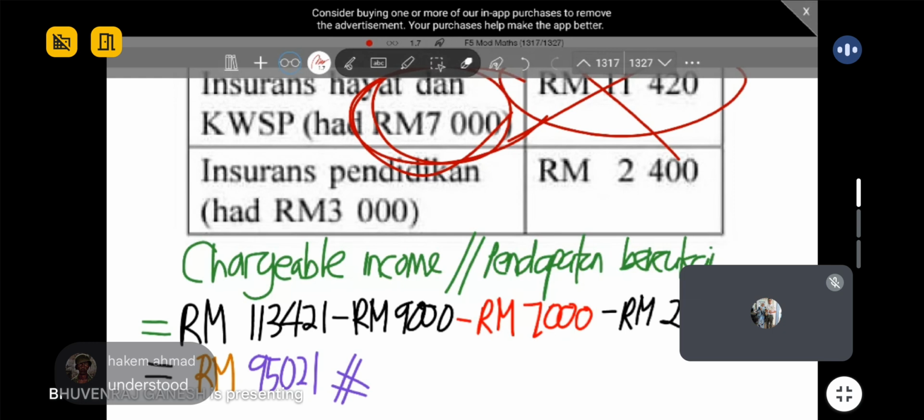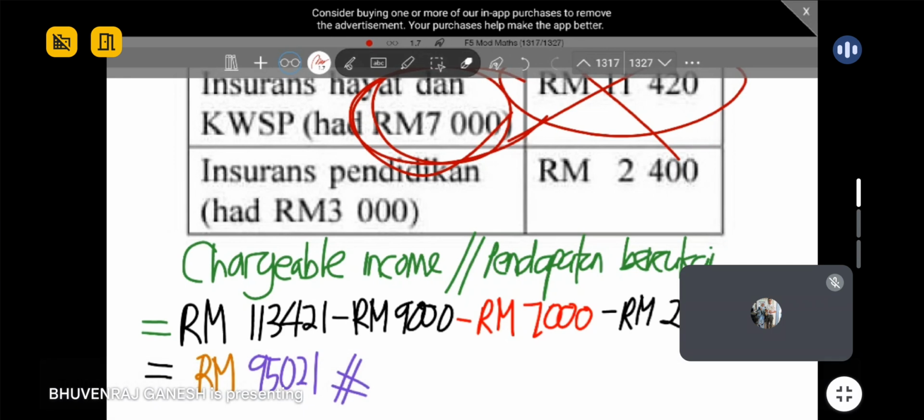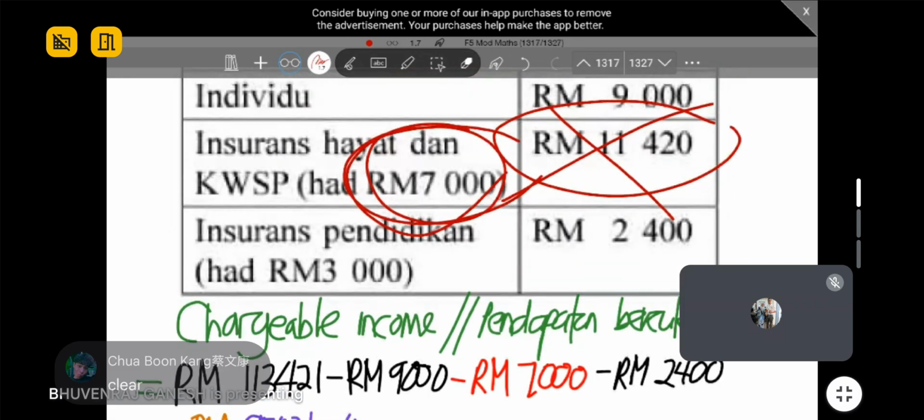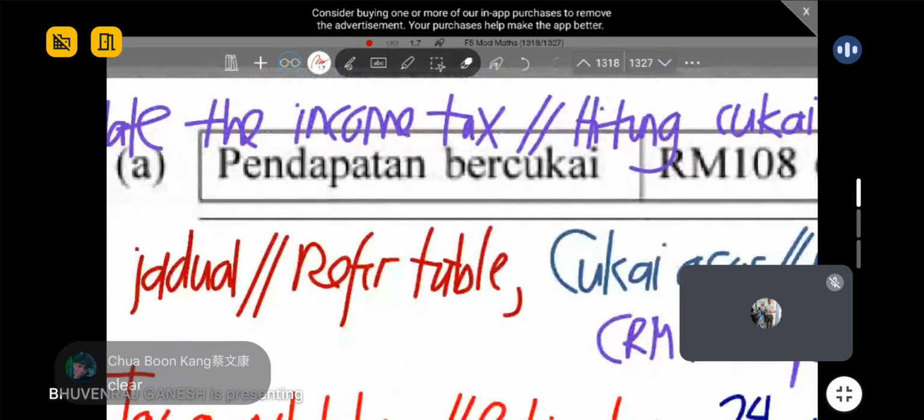This is revision, ulang kaji. So make sure you are clear with every single part. Any part that is not clear, bagi tahu sahaja. Okay? So next one. Now we are going to go to the income tax part. Basically you must know how to count income tax. Kamu kena tahu cara nak kira cukai pendapatan.